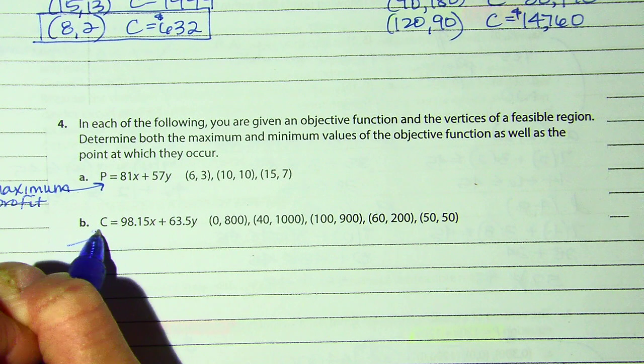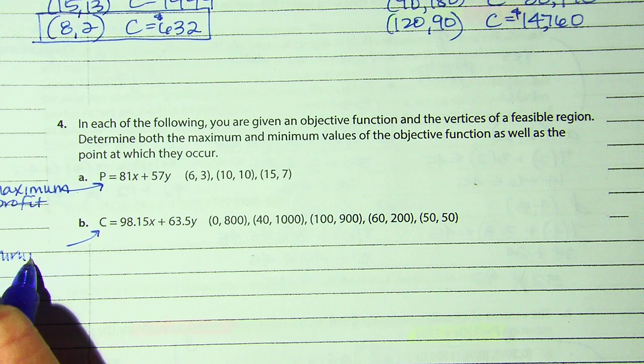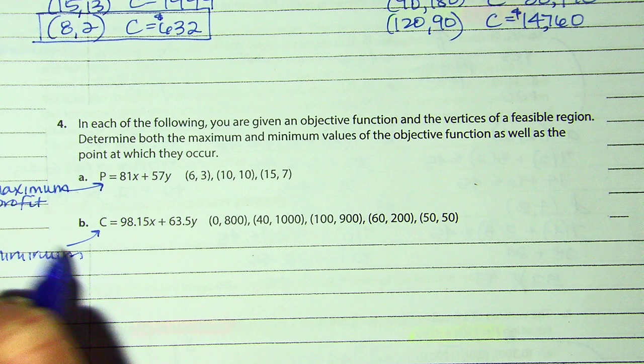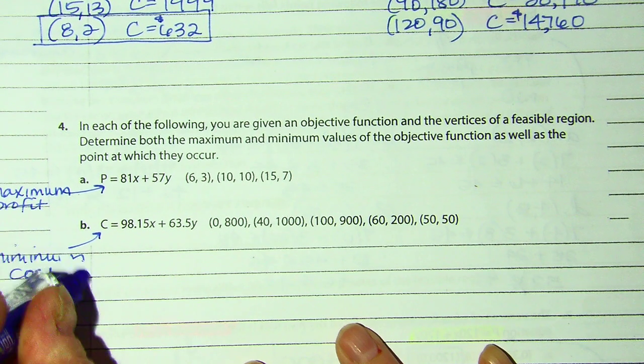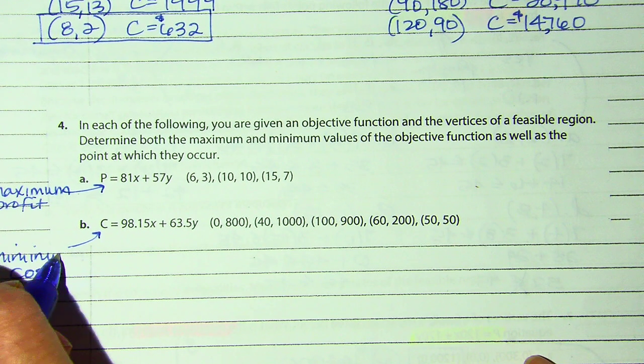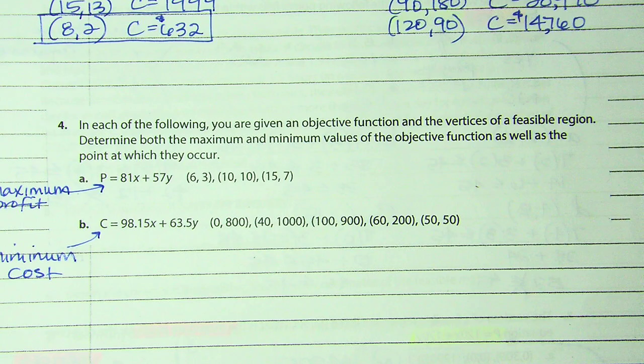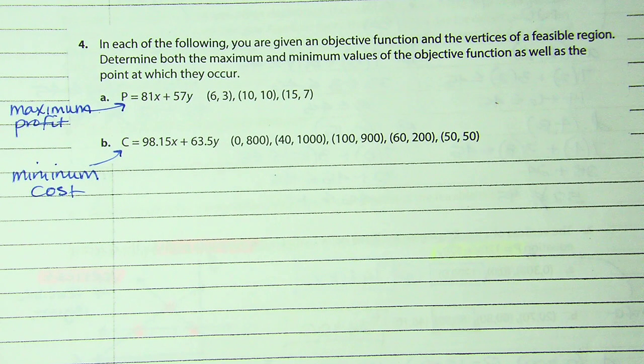When I see C, I'm looking for my minimum. Sorry, there's an extra line in the word minimum. Okay, right? That makes sense, right? I want the most profit, and I want the smallest expense or smallest cost.